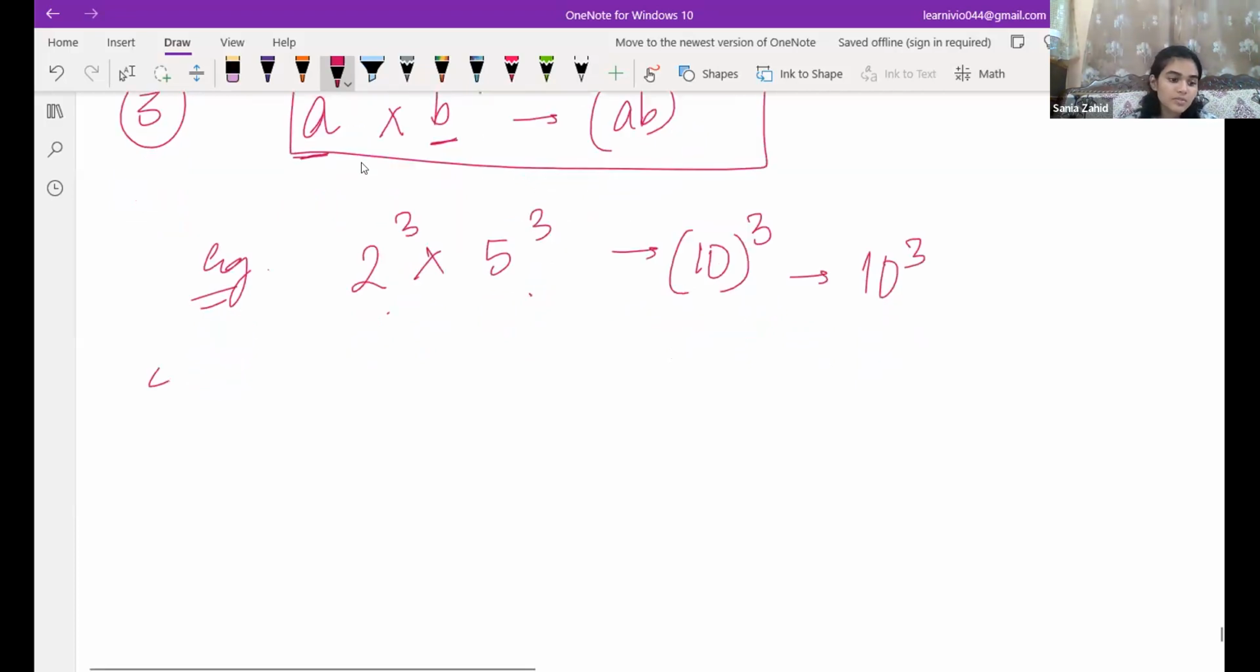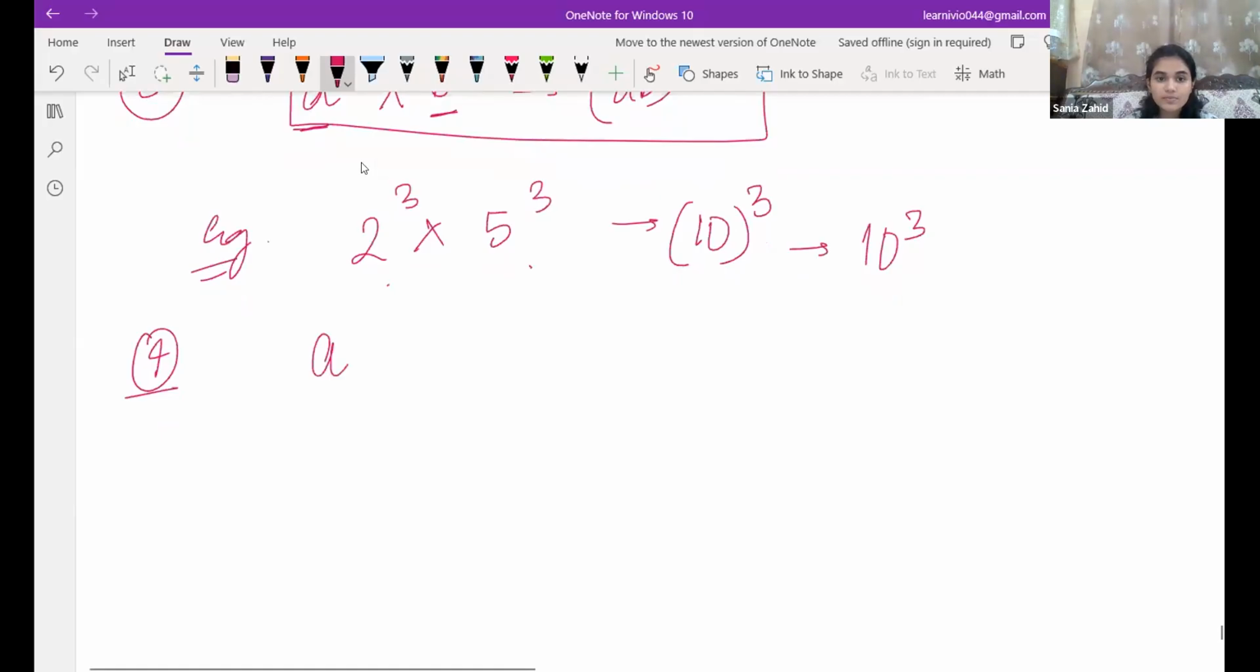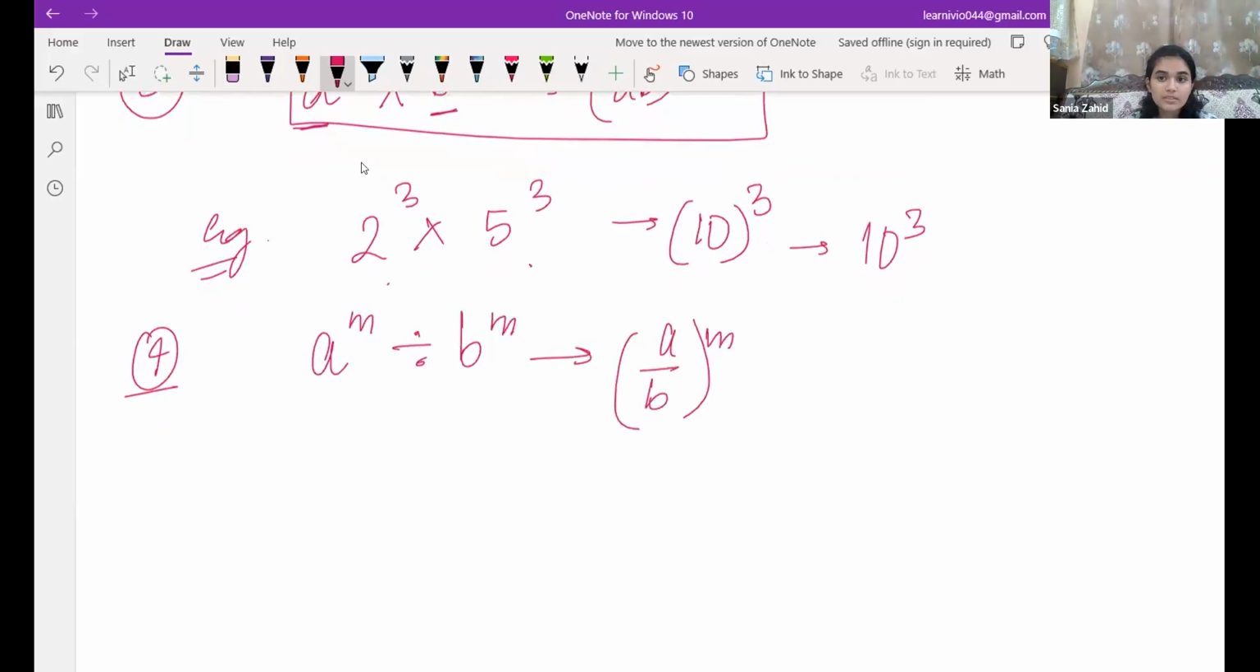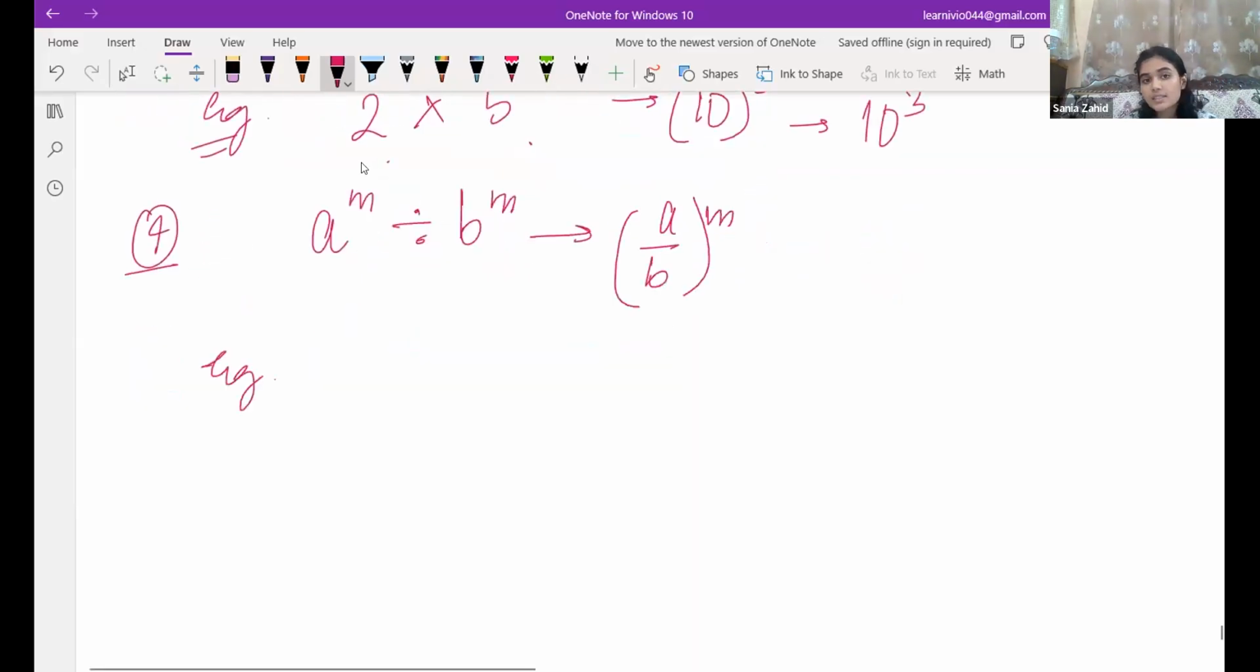So the next law is this one only, but with division. So a to the power m divided by b to the power m, your answer becomes (a by b) to the power m. For example, I say 10 to the power 9 divided by 5 to the power 9.